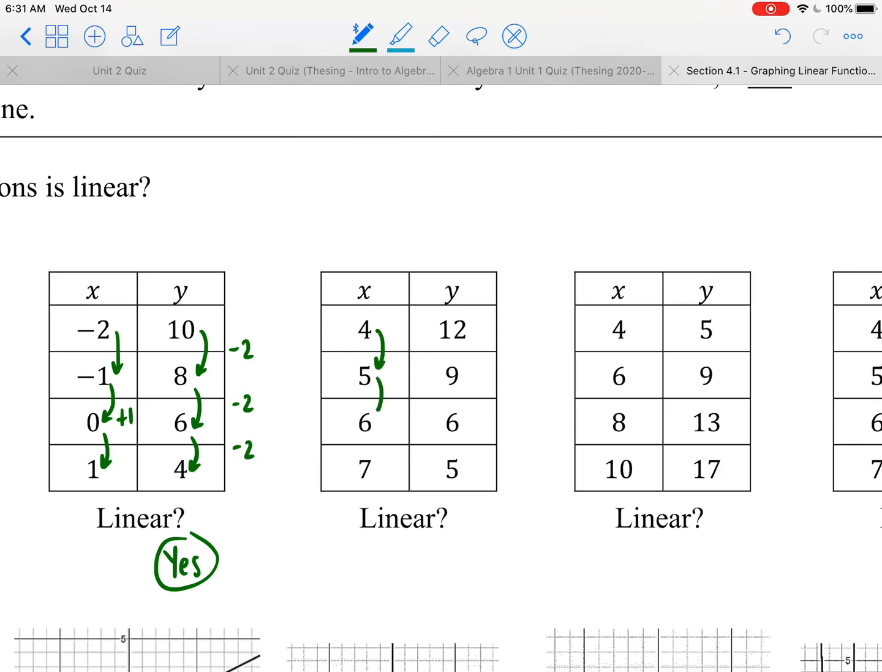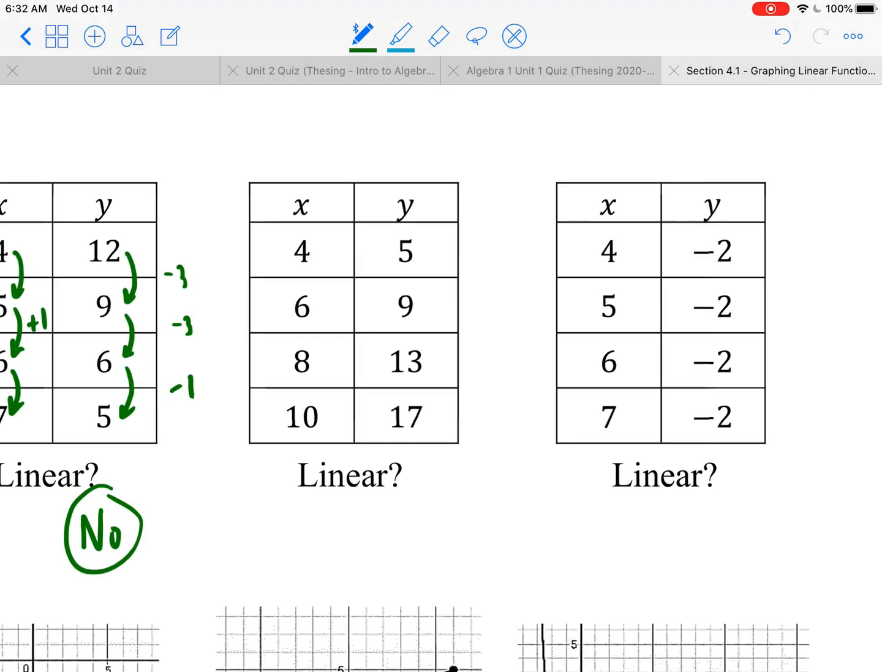4, 5, 6, 7. So those are going up +1 every time. 12 to 9, 9 to 6, 6 to 5. So this is -3, -3, -1. Uh-oh. See how the change in the output was different there? Instead of -3, it was -1. So this is not linear. I don't know what that's going to look like, but it's not going to look linear.